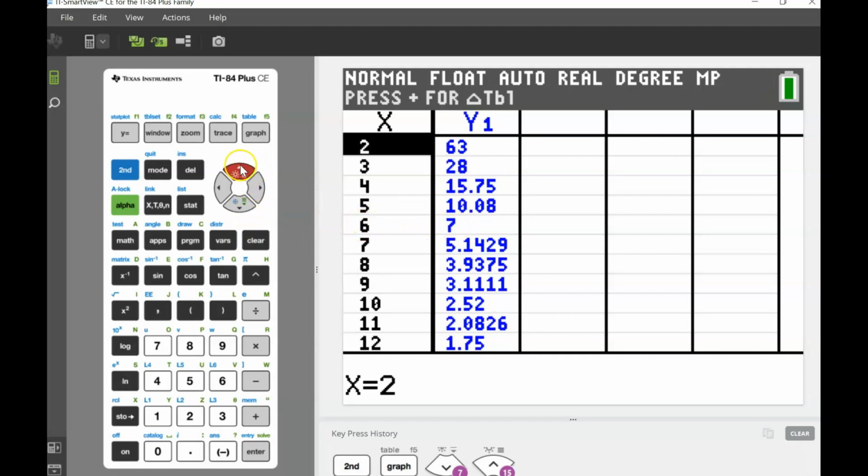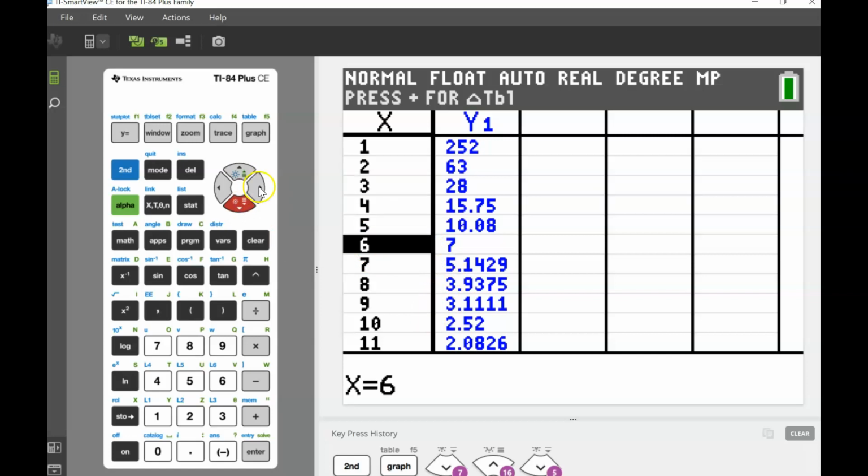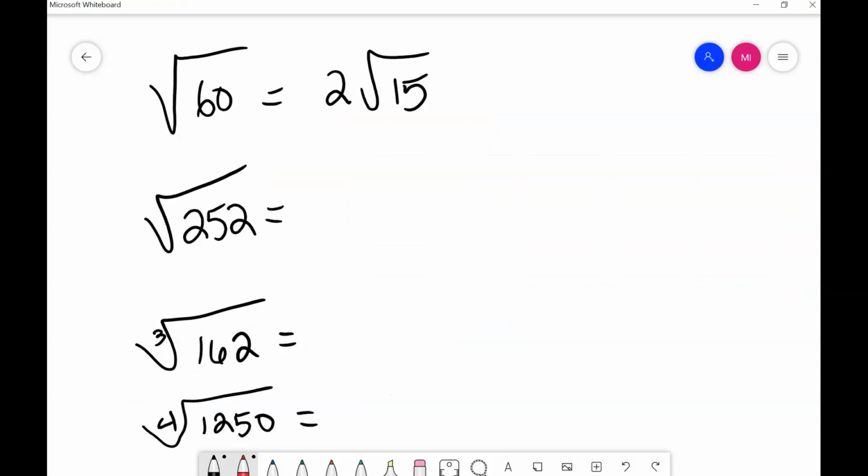Now the reason why I say go down to the decimal part is because I want to make sure that we're not grabbing the 2 and the 63 or the 3 and the 28. I want to make sure I get it simplified to the fullest. So that's why I go down to where I see those decimals and come back up to the pair of clean numbers I see, which will be 6 and 7. So 6 square root of 7.